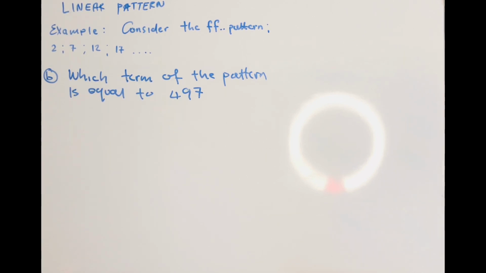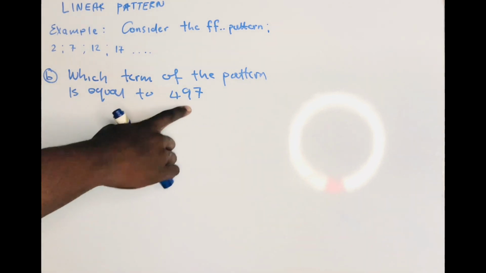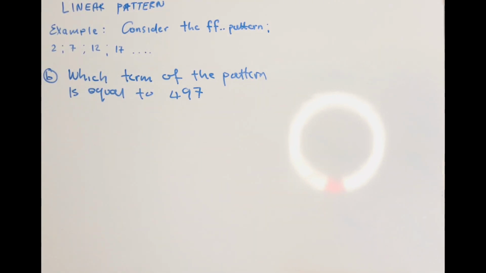You remember the one that we were doing now, we were looking for a term that was on position 199. Now they give us the term and they want us to determine in which position is this number. So we can see that 2 is in the first position, 7 is in the second position, 12 is in the third position, and 17 is in the fourth position. But what about 497? In what position is 497? That's what we have to find.